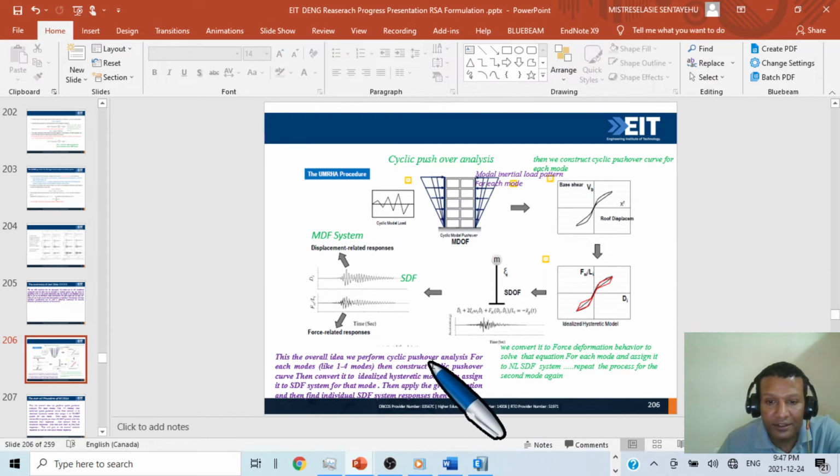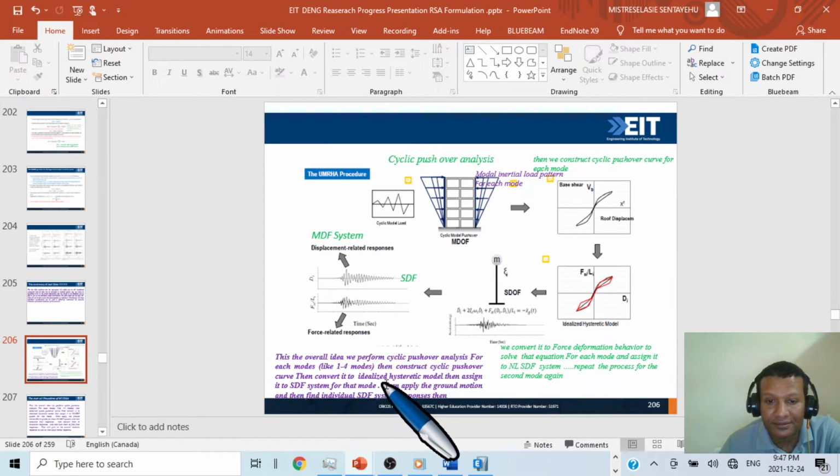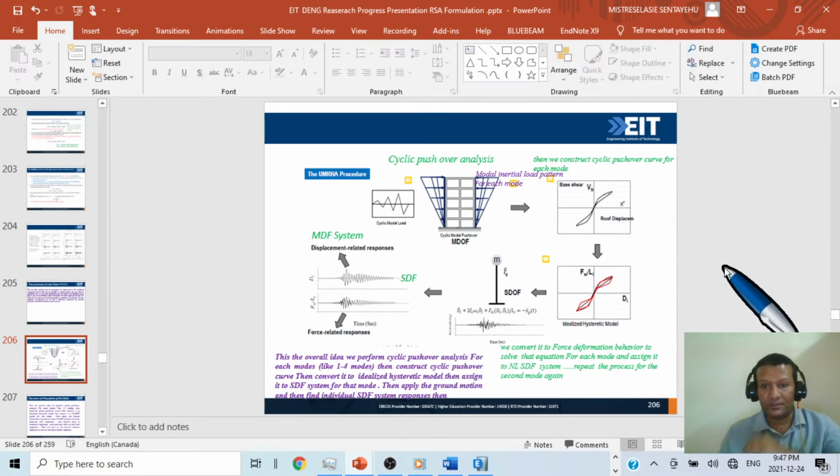We perform cyclic pushover analysis for each mode, like 1 to 4 modes if you think the 4 modes are significant. Then construct the cyclic pushover curve, then convert it into an idealized hysteretic model like this. Then assign it to the single degree of freedom system for the mode, then apply the ground motion, and then find the individual single degree of freedom response, then change it into the multiple degree of freedom response. For this one, Perform 3D will perform it.